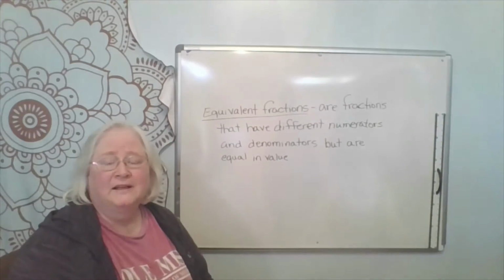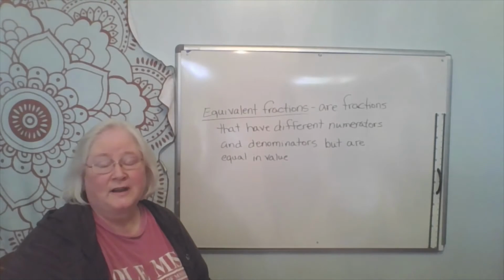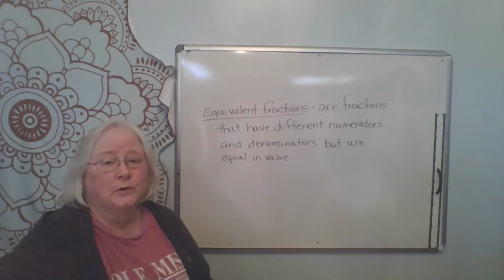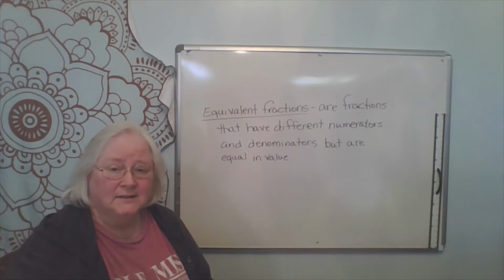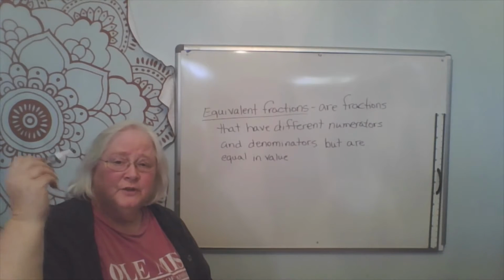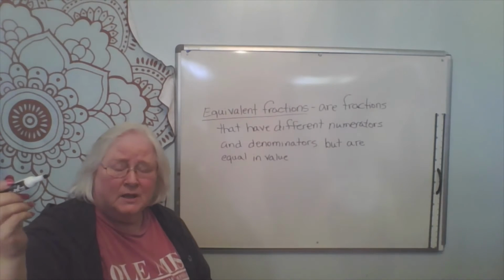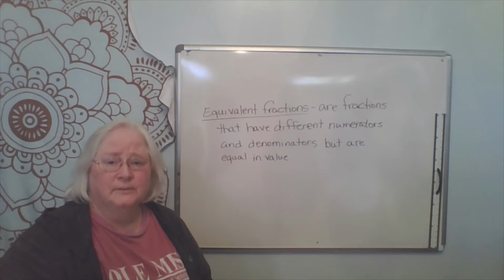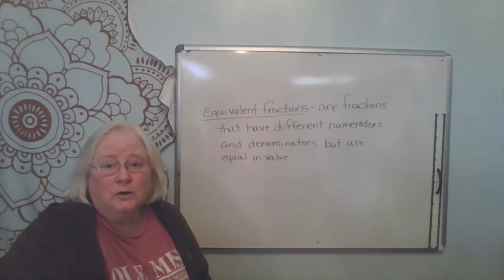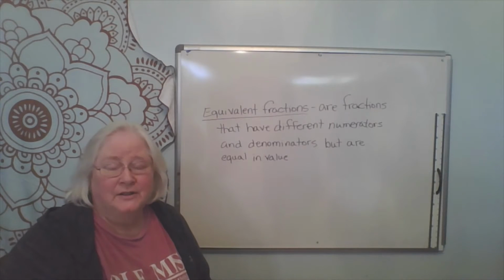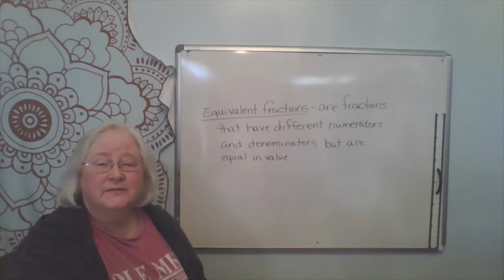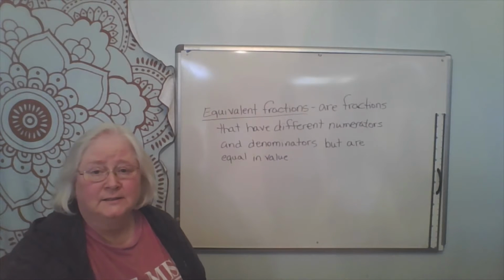So equivalent fractions are two fractions, three fractions. You have a lot of equivalent fractions, but they are fractions that have different numerators, the top numbers, and different denominators, the bottom numbers, but are still equal. They still have the same value. So pause the video if you need to continue to write this.